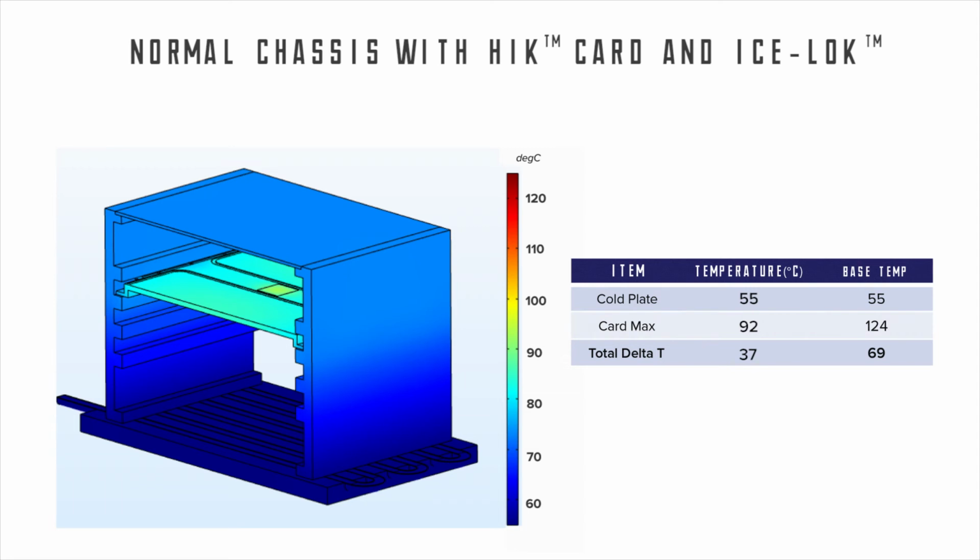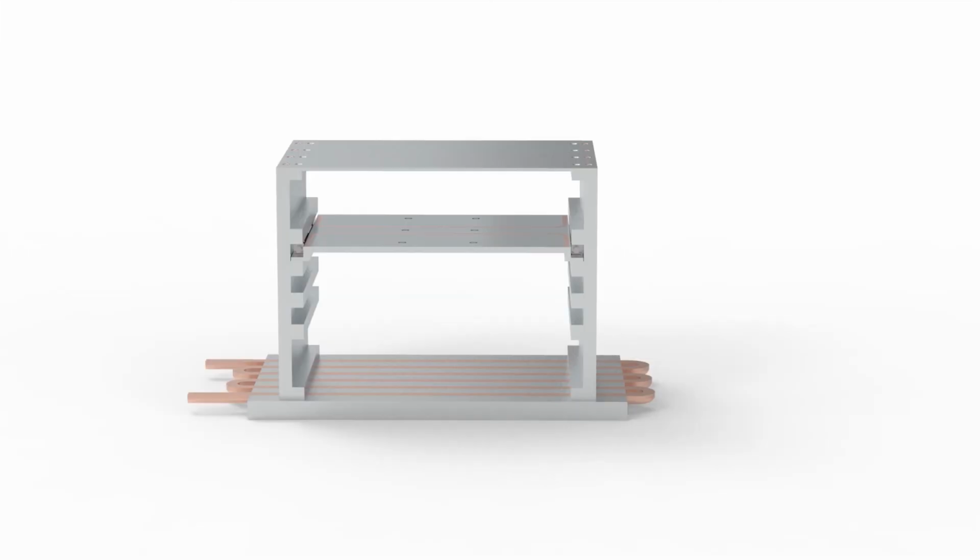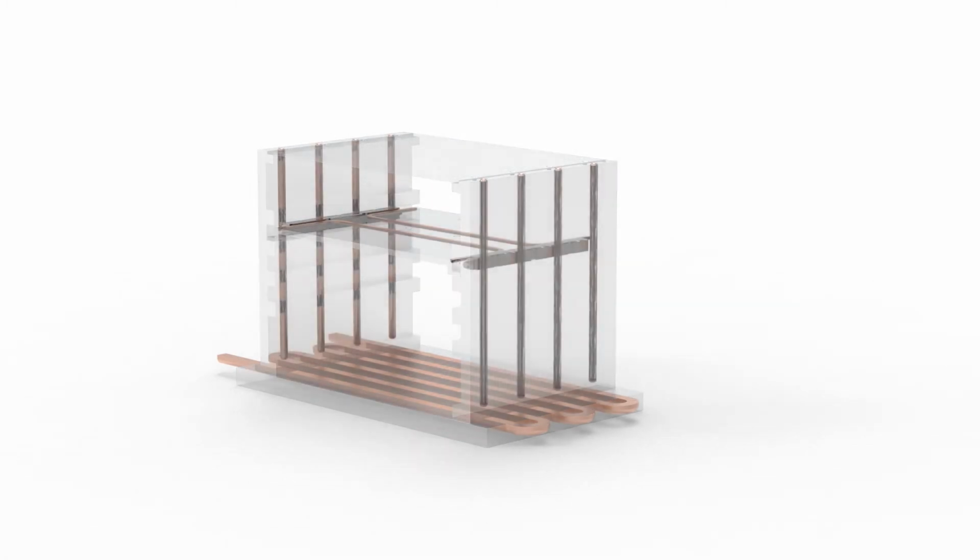With these two minor changes, neither of which significantly affects geometry or weight, the system operates over 30 degrees cooler than the baseline model. The final area affecting overall delta T is the conduction through the card guide or chassis. Each sidewall must conduct heat from the card interface to the liquid-cooled base. Again, the baseline is aluminum with a thermal conductivity of 167 watts per meter Kelvin.